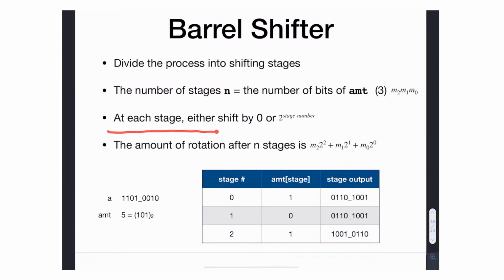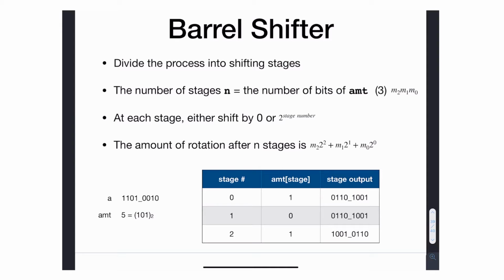At each stage, you're going to either shift by 0 or by 2 to the stage number. Let me just show you here with this example. You don't have to look at the table; the table is what we're going to do. Here, the least significant bit is 1. Then comes a 0 and then comes a 1.